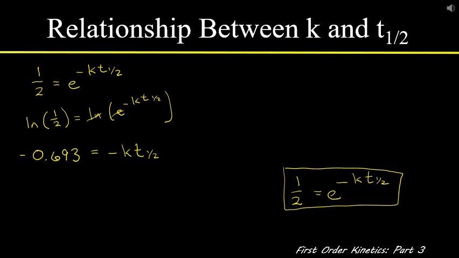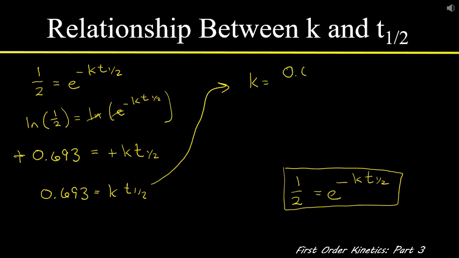And since we've got a negative on both sides, we can just multiply both sides by -1. Those cancel, and we get 0.693 equals k times the half-life. And this isn't a very convenient way to write this equation. If we take both sides of this and divide by the half-life, then we can get an expression for k.